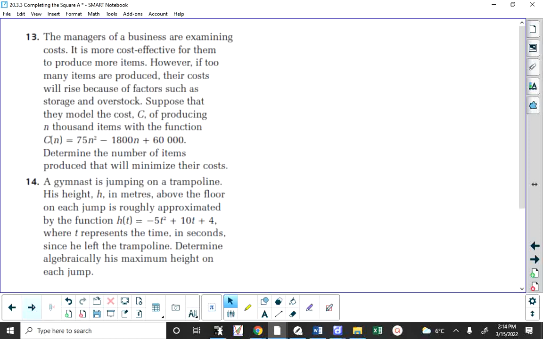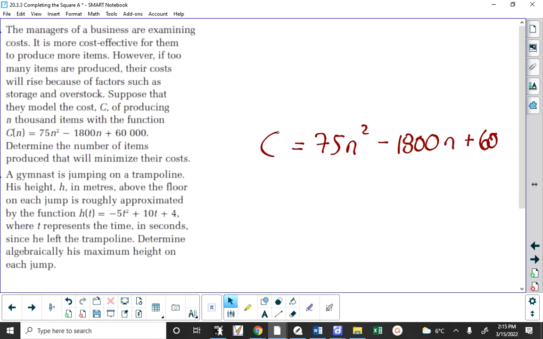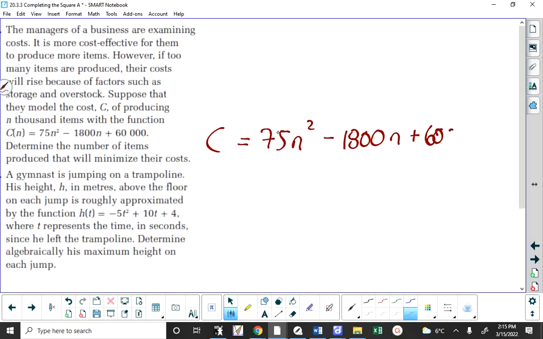And someplace in between producing too few items and too many items is kind of the sweet spot, the Goldilocks zone. It's just right. And what we're asked to do is find that here. We are told that the cost to produce the number of items is described by 75 times the number squared minus 1,800 times the number plus 60,000. Now, one thing about this formula, the n in the formula, I don't believe is number of items.